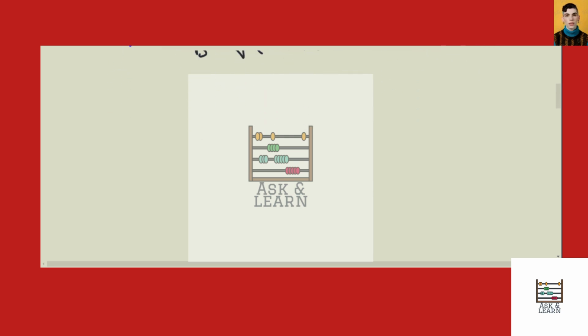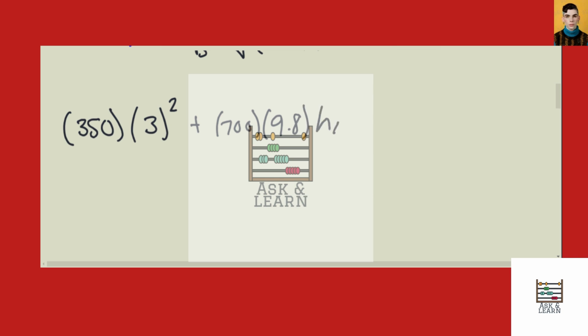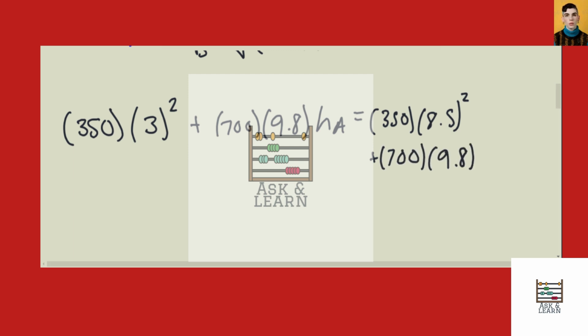So we can plug this back in and now find the height HA, and also plug in the numbers we know. So 1/2 m, 1/2 of the mass. The mass is 700, so we have 350 times VA, the velocity, which is 3 squared, plus the mass, 700, times gravity, 9.8, times the height HA, which is what we're trying to solve for, is equal to, again, 350, the mass, times the velocity VB, which we found, 8.5 squared, plus 700, the mass, times gravity, times the height HB, which is given as 15.